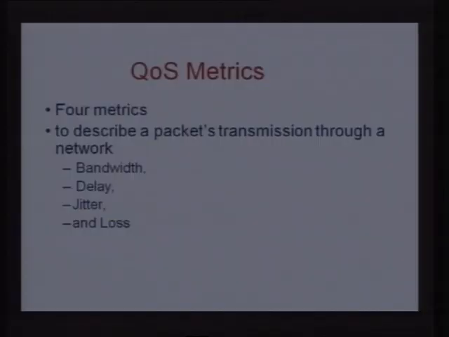Another quality of service parameter is the jitter. The jitter is the difference in the delay of different packets, or in the inter-arrival time of different packets. Suppose there is a voice application which has generated 4 different packets of the same size, and they have been sent, say, after 10 milliseconds from the source.